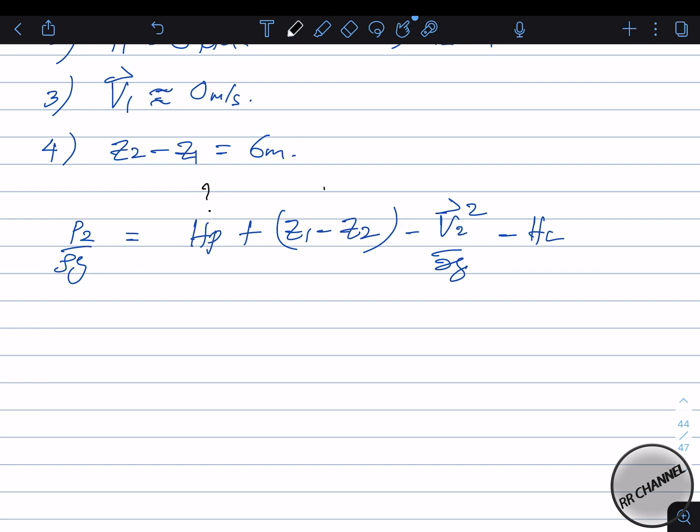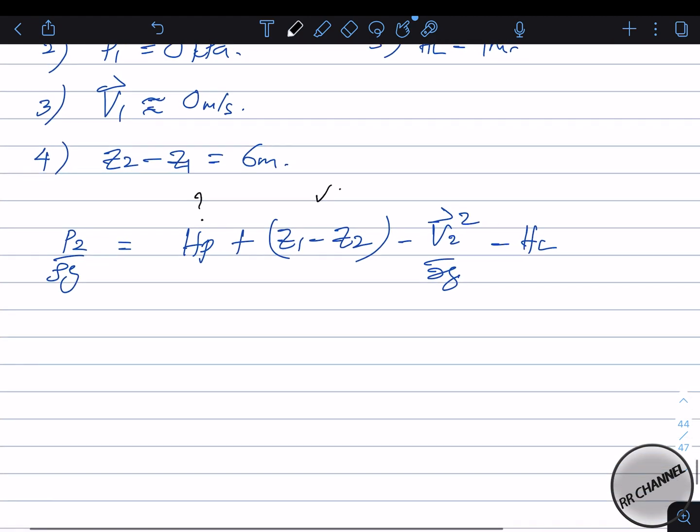Z1 minus Z2 we already have. We have Z2 minus Z1, so this is just equal to minus 6. So V2 square, we need to find V2, and HL we already have in the equation. So we have two unknowns here. You need to find HP and also V2. Okay, so now focusing on finding HP, you can look back in the formula.